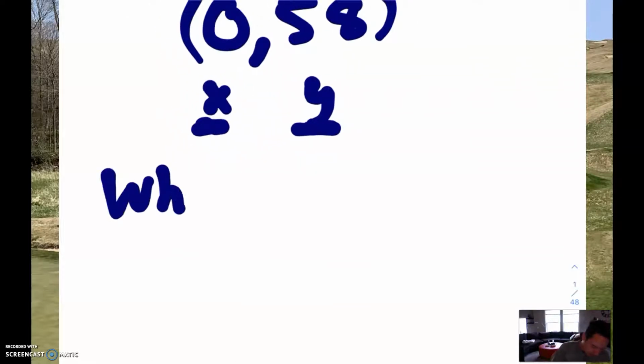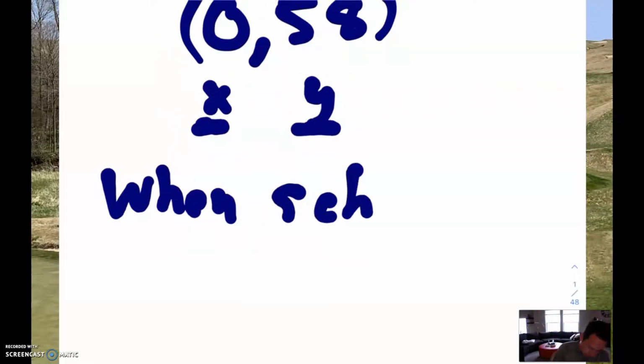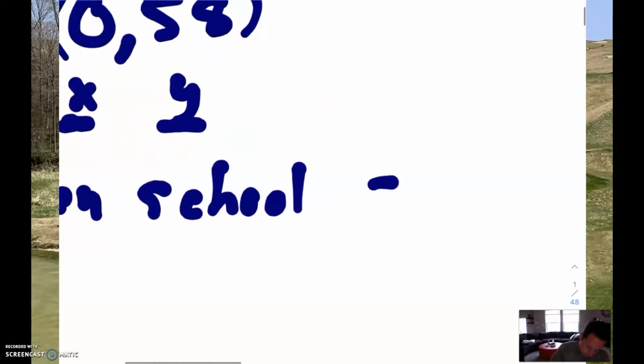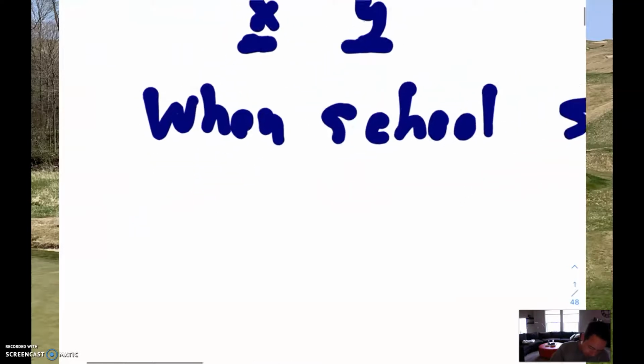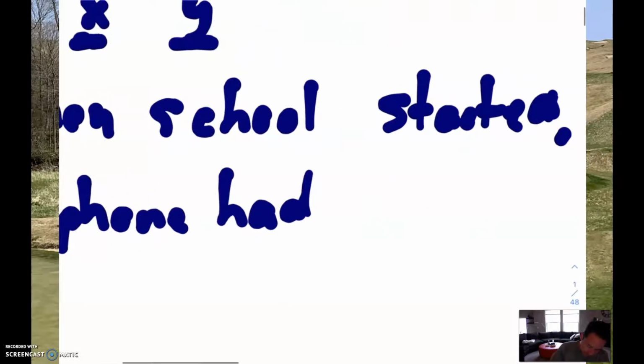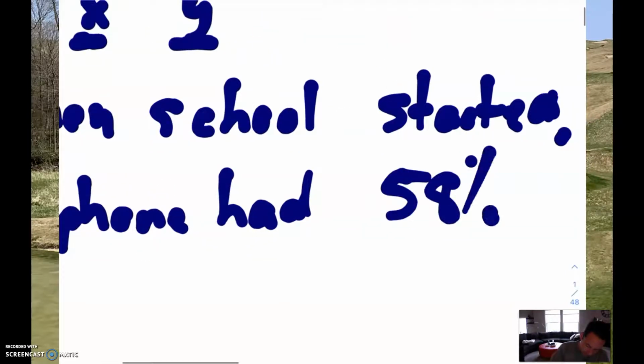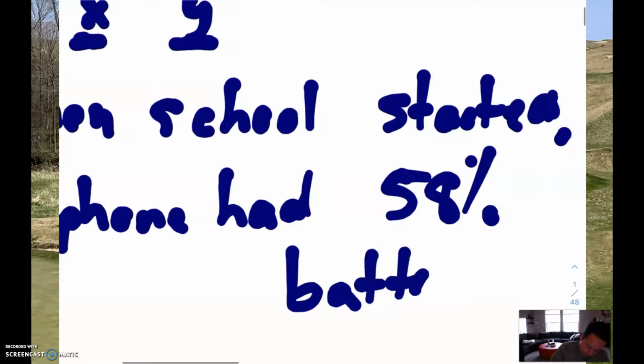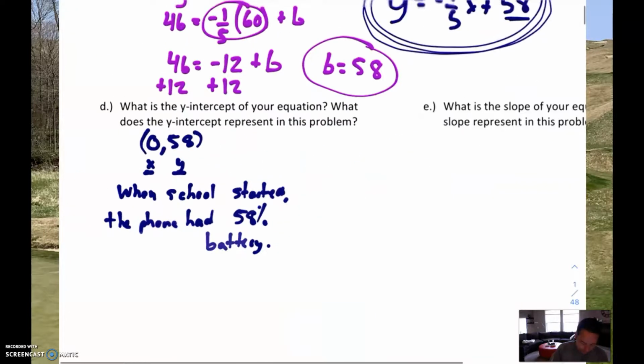So when school started, the phone had 58% battery. So that's what the y-intercept represents. Typically, the y-intercept is like a starting point for you.